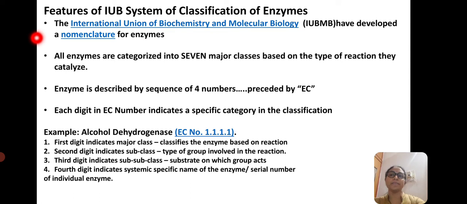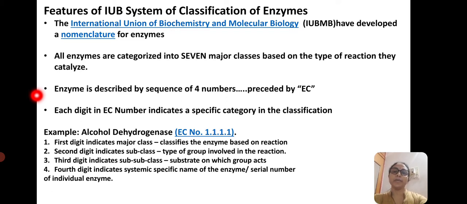Then coming to the new system of classification that we are following today, that is according to the International Union of Biochemistry and Molecular Biology, the IUBMB system of classification. All enzymes are categorized into 7 major classes according to this classification, based on the type of reaction they catalyze, that is, which particular bond has been formed or cleaved.